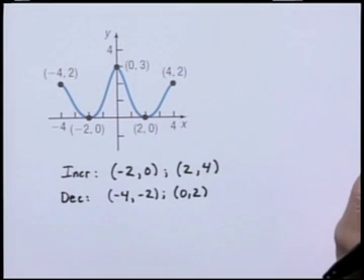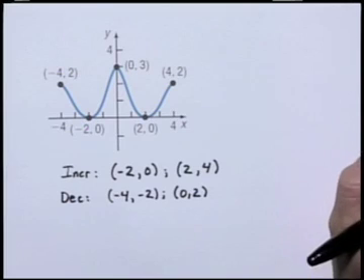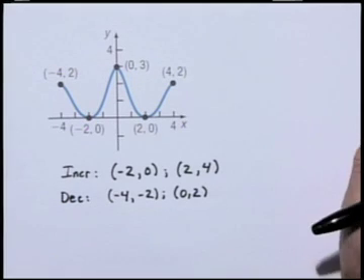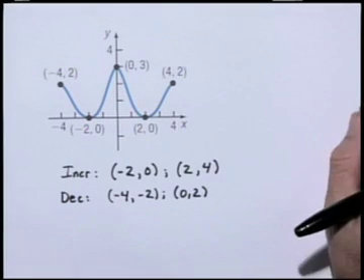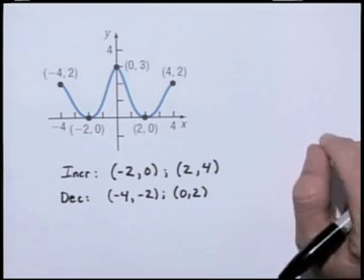It is key that you understand that when we're describing where a function is increasing and where it's decreasing, that we do it in terms of the x values. Do not say that the function is increasing from one ordered pair to another.